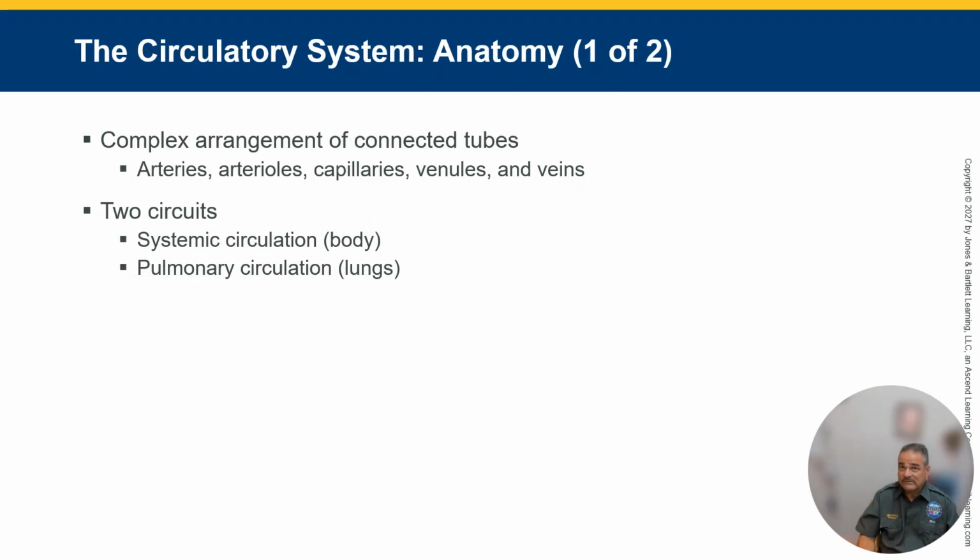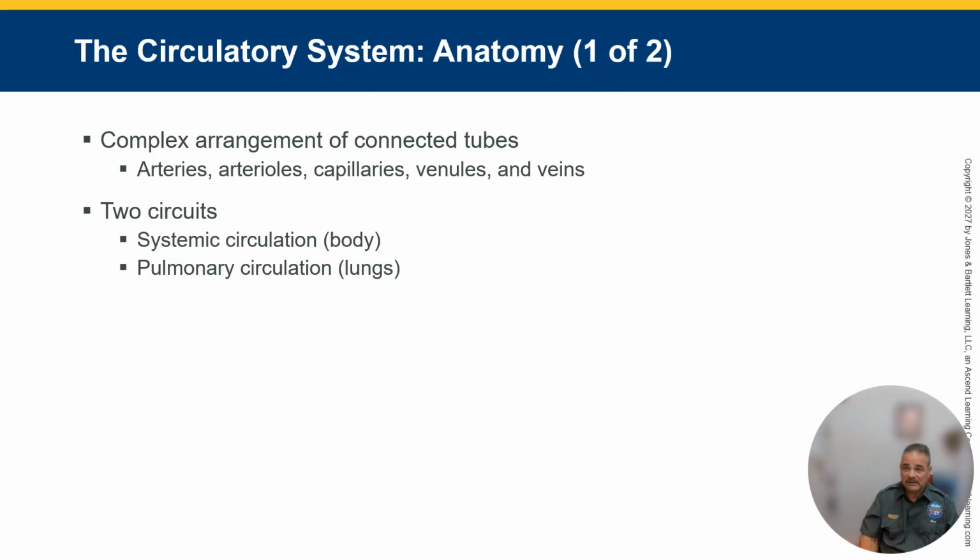Okay, circulatory system. All right, everybody take a breath here because this is a big one. We're going to get through this. It's a complex arrangement of connected tubes, hoses. Arteries, arterioles, capillaries, venules, and veins. You have two circuits, plain and simple: the systemic circulation and the pulmonary circulation. Systemic circulation is what controls the body. Pulmonary is what runs through the lungs.